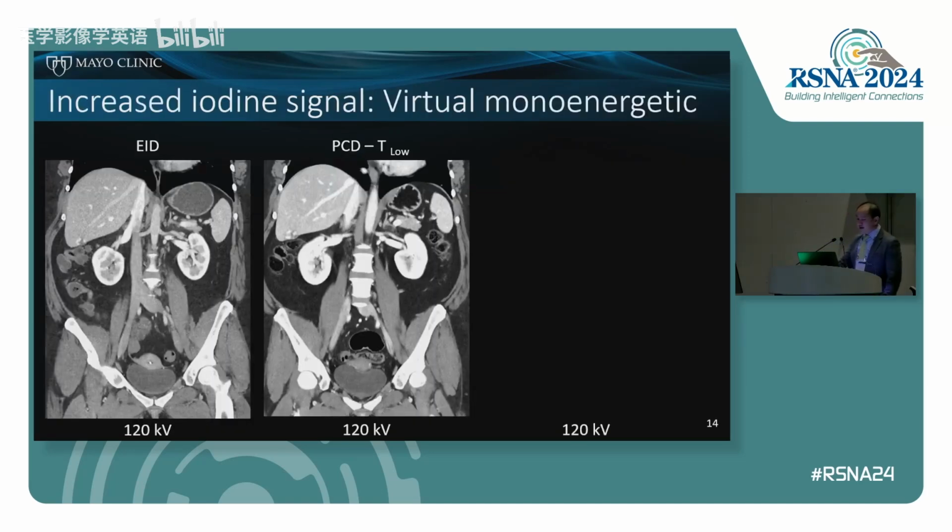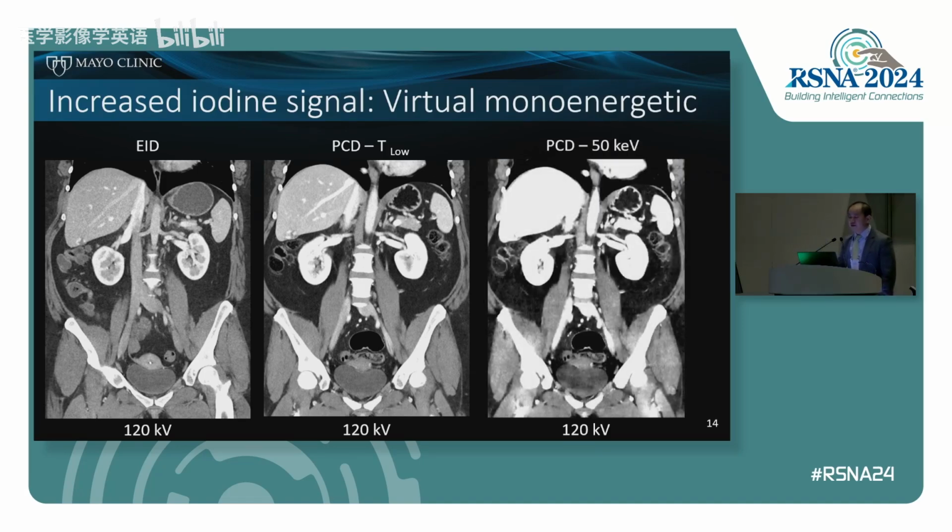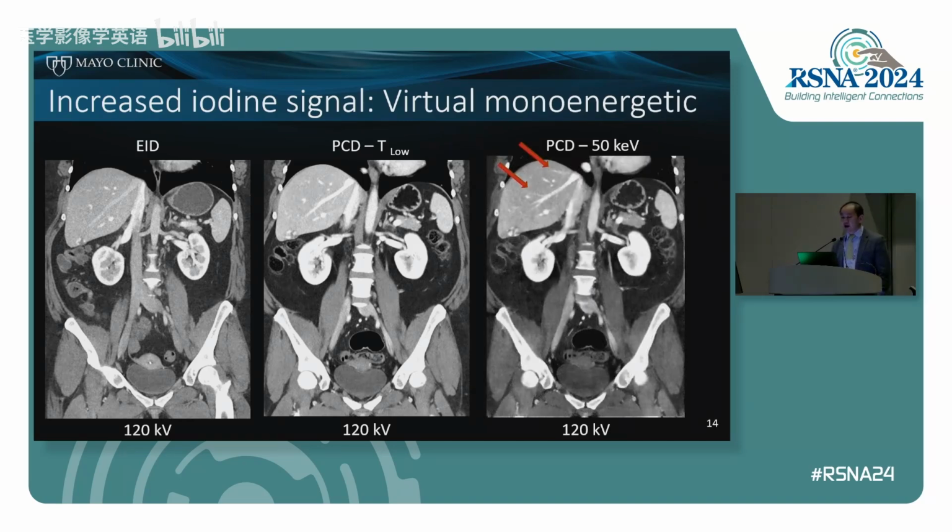And just to give a quick example, this image we showed before, the PCD already has brighter signal, but if we look at the low keV, say 50 keV VMI, it is even brighter, and this is really too bright, so we have to change the display window. Now if you adjust the window, see those two arrows pointing to two very small structures, which show better on the 50 keV compared to standard images.